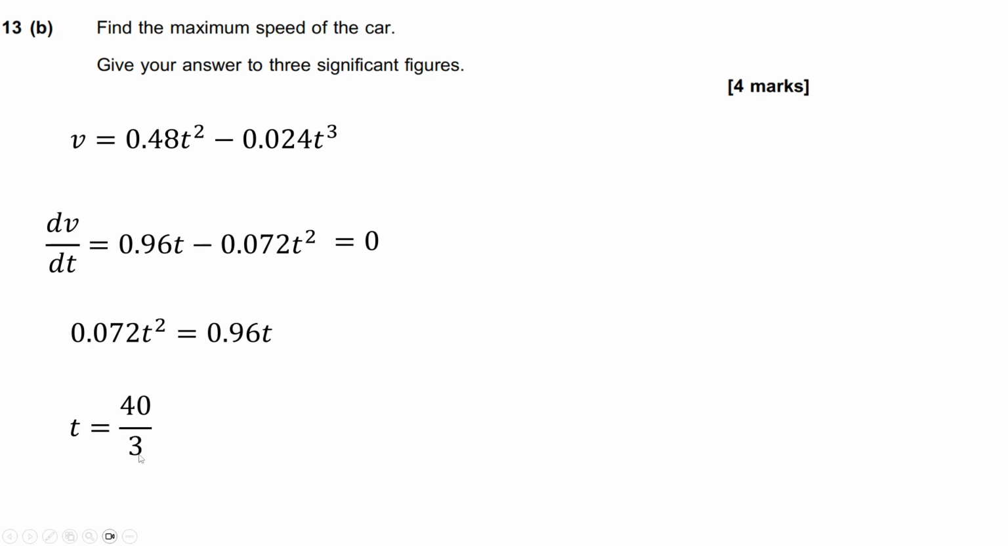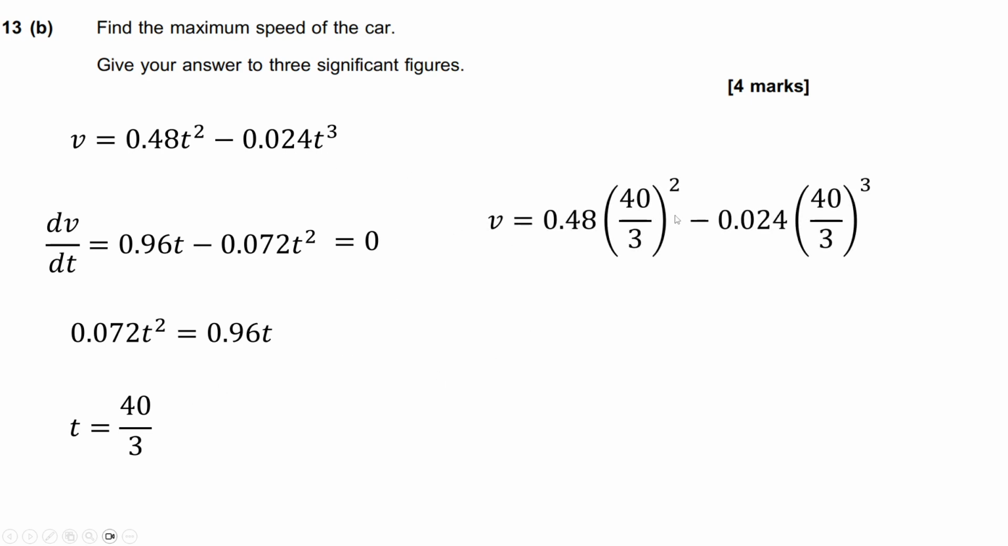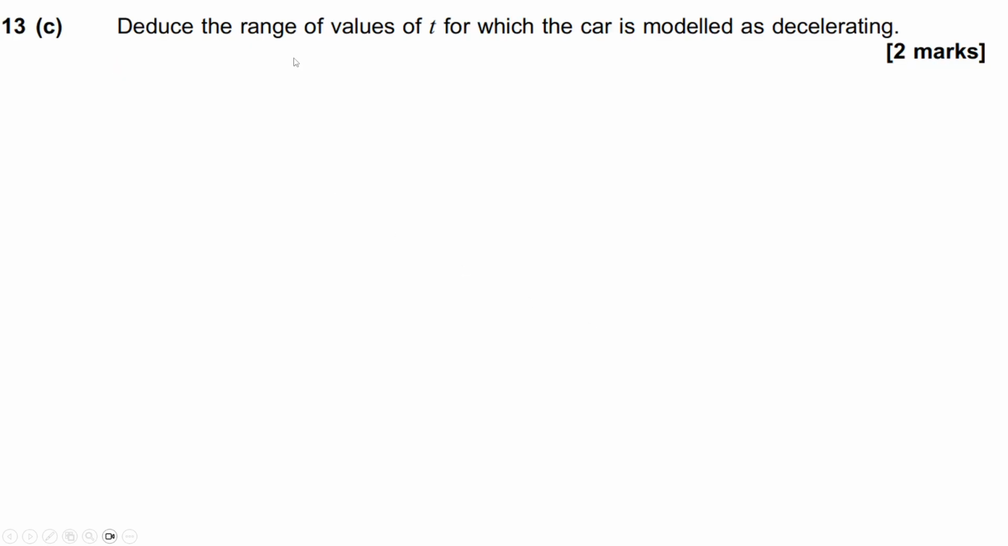So t equals 40/3. Plug that back into there, because this is the value which maximizes v. Okay, so plug that into there to get this, and you'll get 28.4 meters per second. Deduce the range of values of t for which the car is modelled as decelerating.